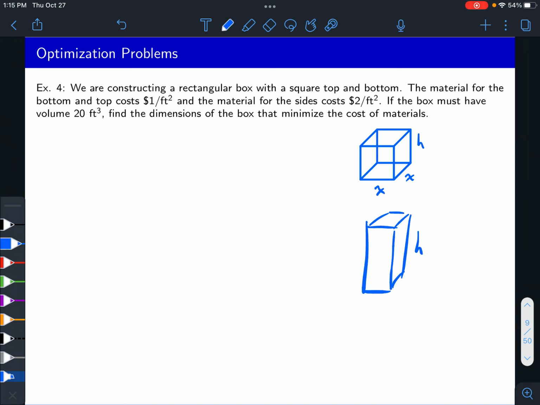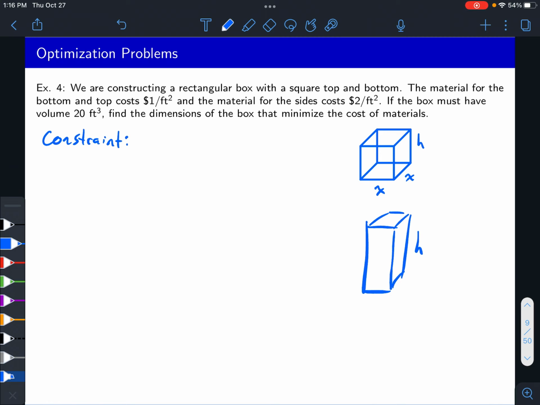And let's now try to figure out the two things. One is what we are trying to maximize or minimize, which is minimizing the cost. And then the other thing is, what's our constraint? Our constraint is that the volume is 20 cubic feet. So the constraint is the volume equals 20 cubic feet.